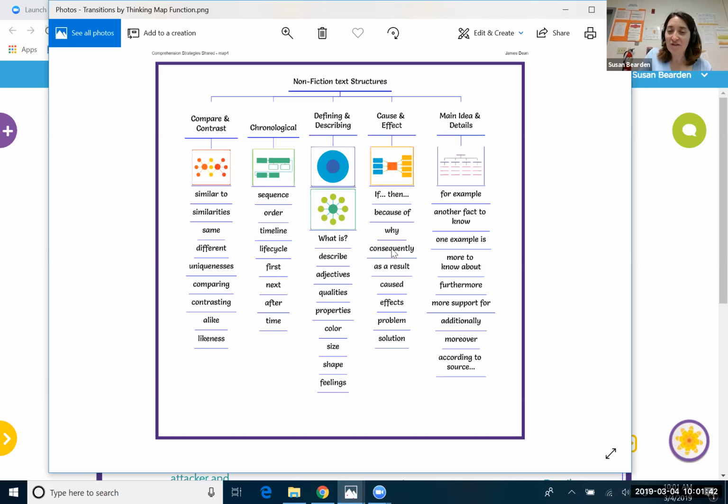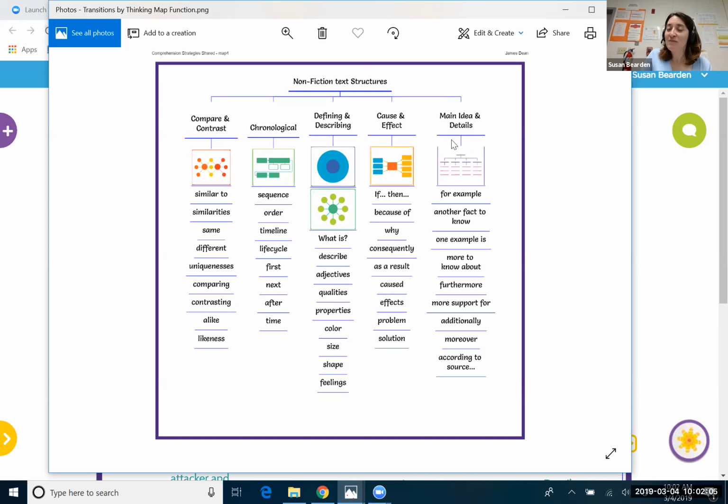Let's look for cause and effect. Okay, so this would be our partial or complete multi-flow map. And we use that if you might be able to say, if this, then that. That could be a transition. Maybe because of, why, consequently. So these words are all good transition words that have to do with cause and effect.